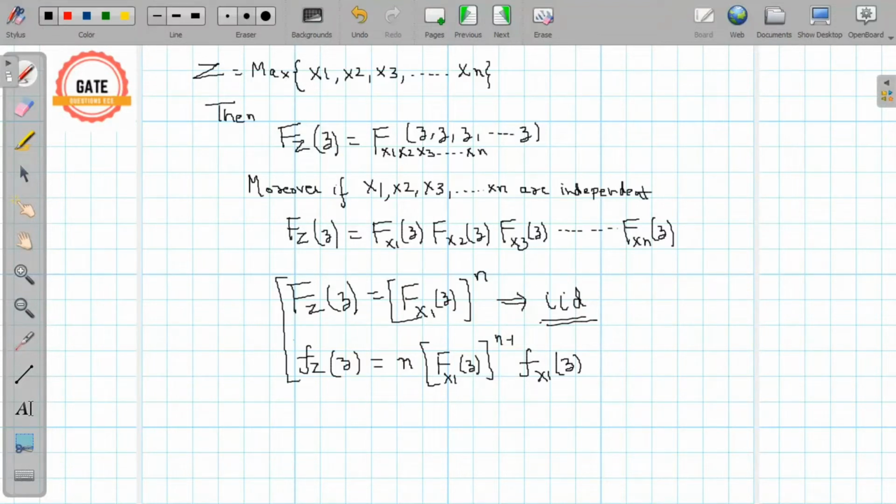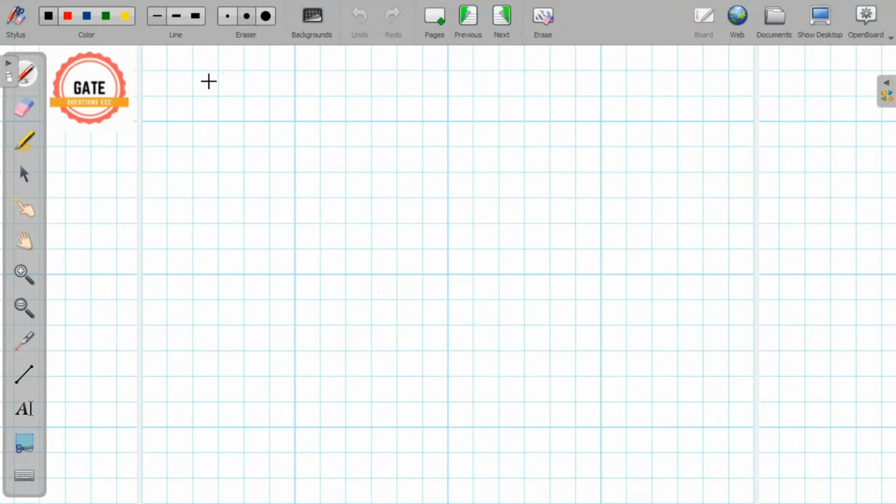This is the end result that we have derived many times in previous discussions also. So these two are the end results for the i.i.d case, that is, independent and identically distributed continuous random variables, where z is the maximum among all these n random variables. We will be using these two results in part A of this question. So let's see how to solve part A.